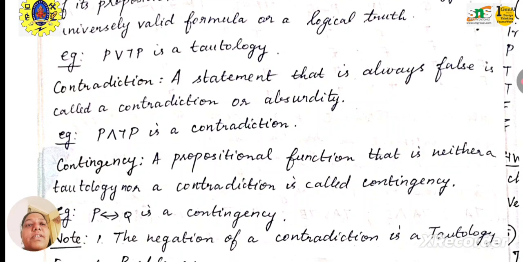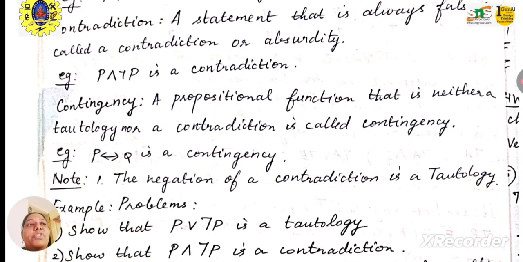So contingency means a propositional function that is neither a tautology nor a contradiction. We can't say whether it is a true or false statement. For example, if you say you like ice cream, I can't say whether it is a true or false statement. That type of statement is called a contingency.